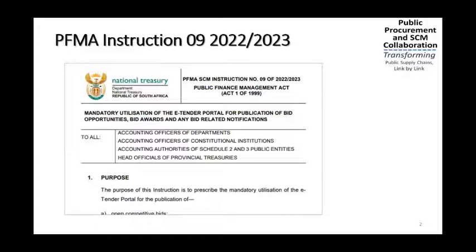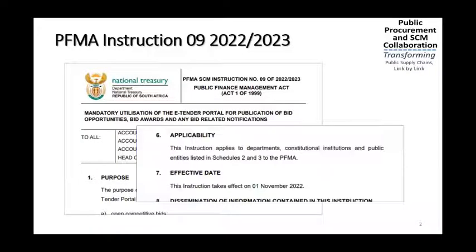The purpose is to prescribe the mandatory utilization of the eTender portal. As I did indicate, it is applicable to your Schedule 2 and 3 entities as well as government departments. It's effective from the 1st of November. I think also I will request colleagues in terms of their understanding pertaining to those tenders that will probably be running now, and what then will that be applicable to them or not.